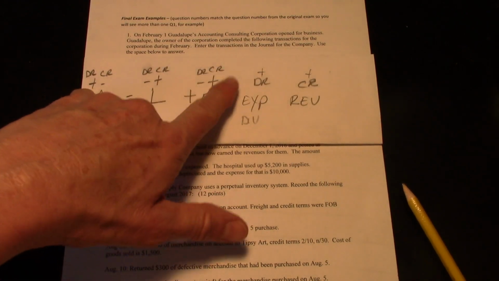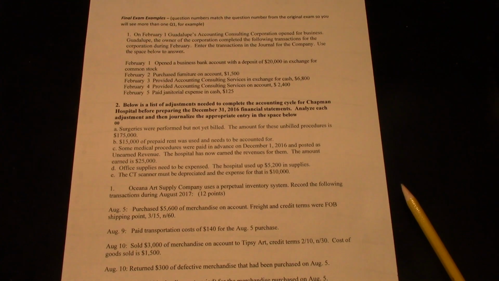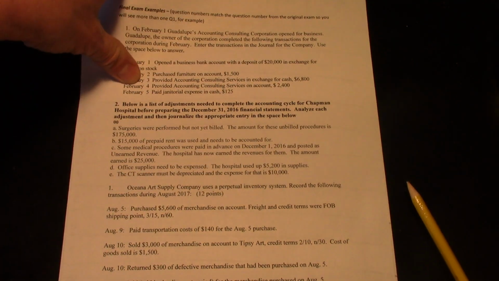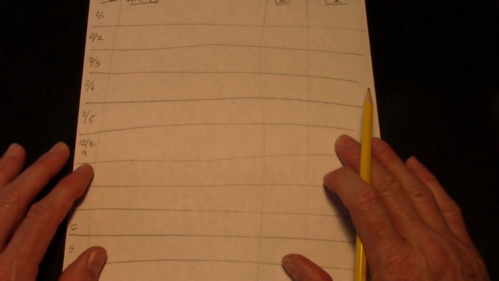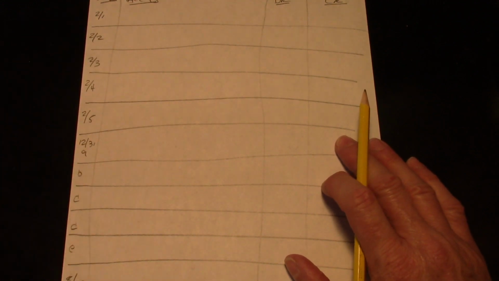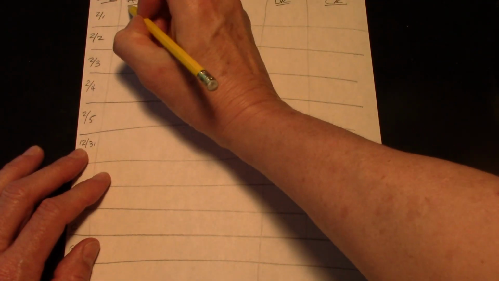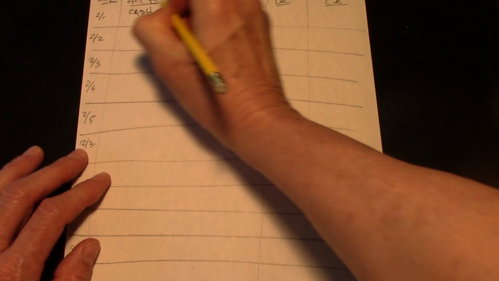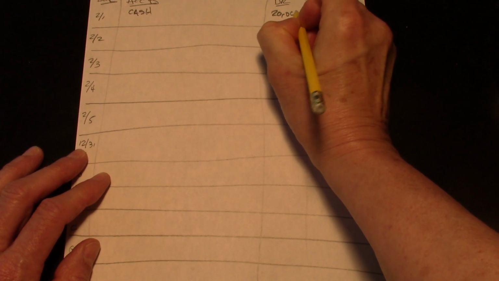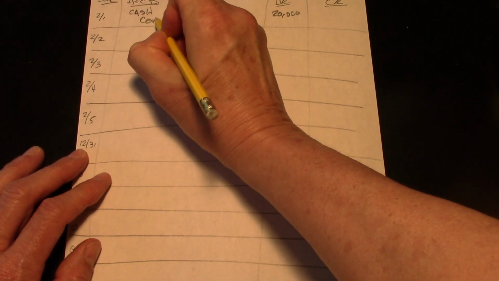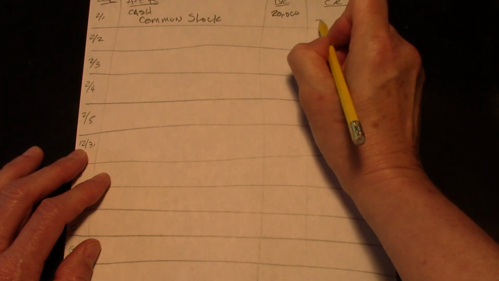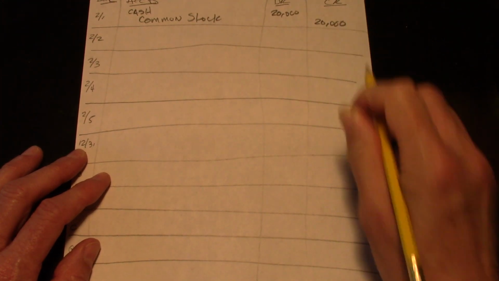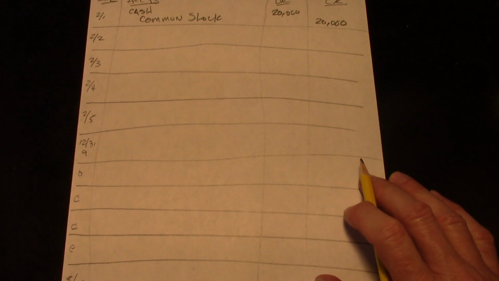So we have a debit and a credit of $20,000. And of course the debit is to cash, and our credit is to common stock. Very simple transaction there.